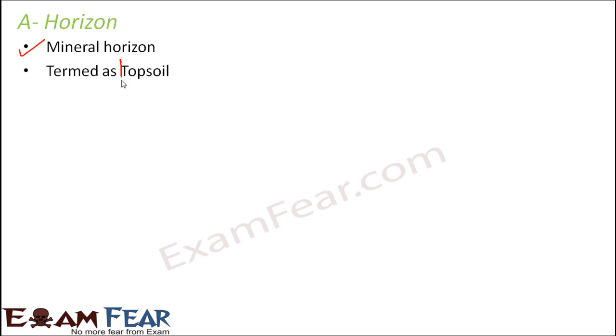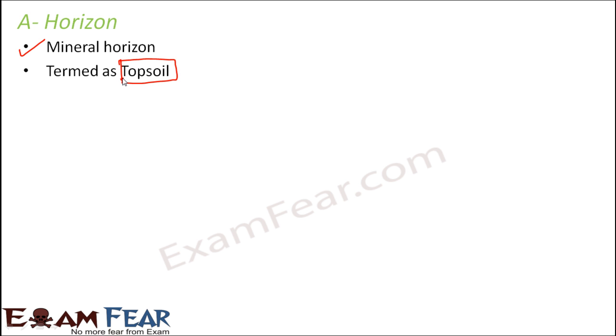Why is it called topsoil? You might ask this, because it is not the topmost layer. The O horizon is above the A horizon. That's because the O horizon might be present somewhere, might not be present somewhere else. But the A horizon is present everywhere. So in certain areas, the A horizon might not be the topmost layer, but in a lot of areas, it could be the topmost layer.